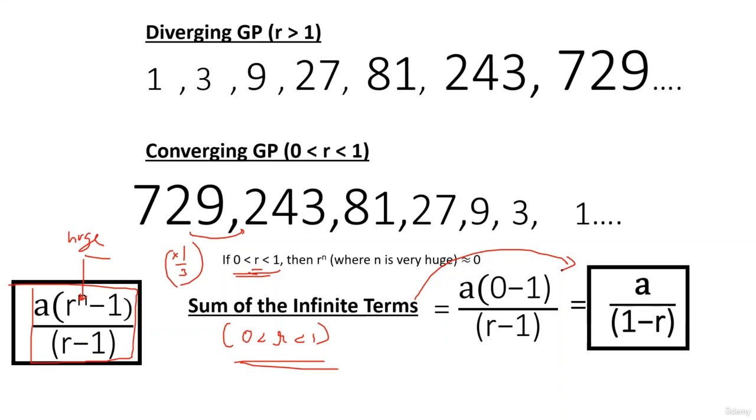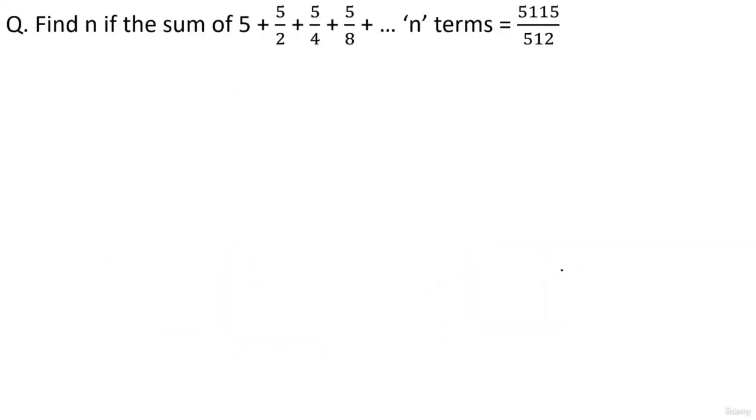And right now we'll solve a few questions based on geometric progression. So let's start. Find n if the sum of 5 plus 5 by 2 plus 5 by 4 plus 5 by 8 plus up to n terms is 5115 divided by 512. Okay. So guys, you can observe that this is a geometric progression starting with 5.